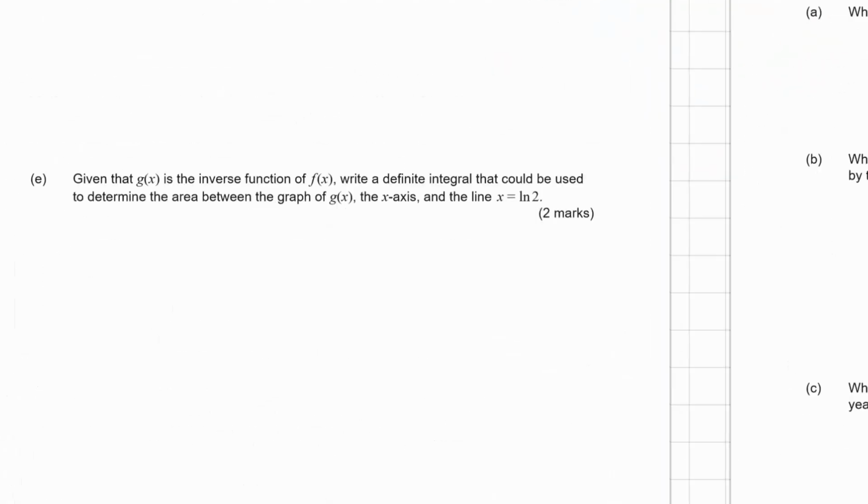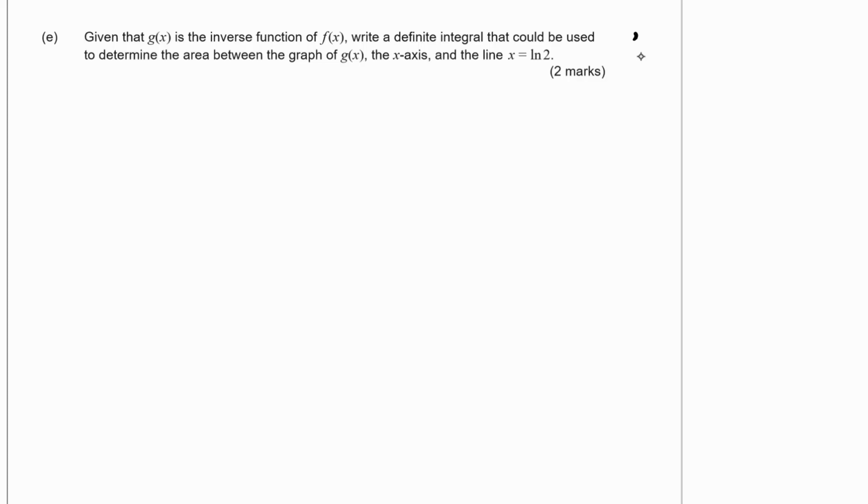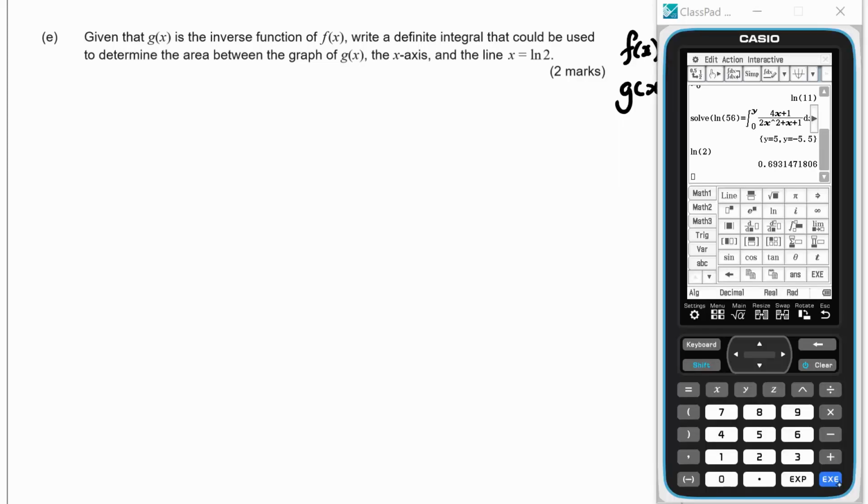And finally, it says, given that g of x is the inverse function of f of x, write a definite integral that could be used to determine the area between the graph of g of x, the x-axis, and the line x equals ln 2. So we know that f of x was e to the x. The inverse function of that, obviously, is the natural log. The natural log of 2 is less than 1.